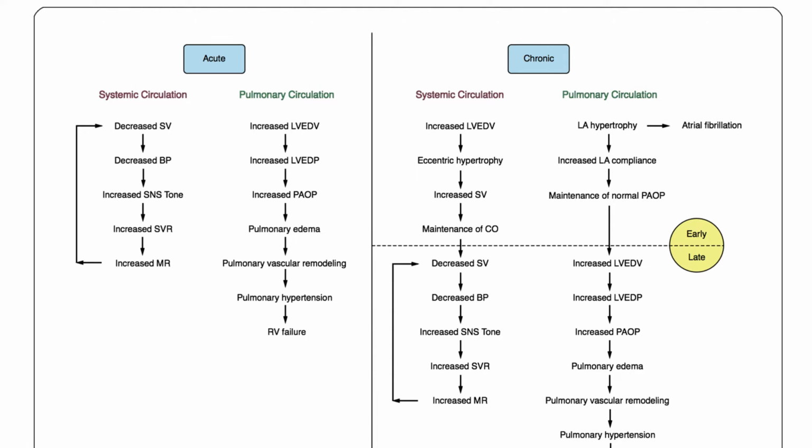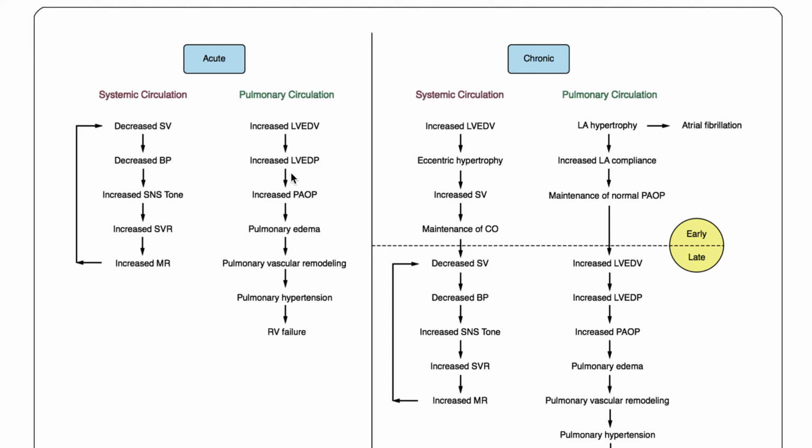So in acute, the systemic circulation is described as a decreased stroke volume, which decreases blood pressure, has an increased SNS tone, an increased systemic vascular resistance, and an increased mitral regurgitation, which again decreases stroke volume and leads to the cycle.